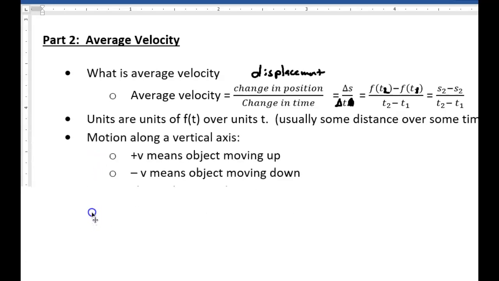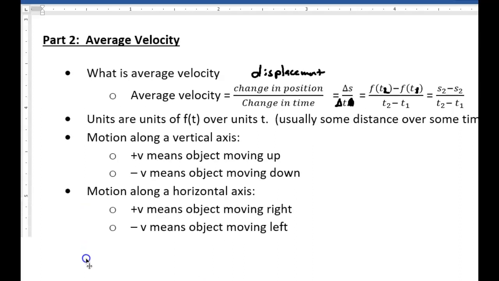So, here we go. A positive velocity. Well, it's positive because the change in position was positive. So if you have a positive velocity, that means it was moving up, right? If it's negative, that means it's moving down. That's if you're on a vertical axis. But if you're on a horizontal axis, positive means the object is moving to the right, or it moved to the left.